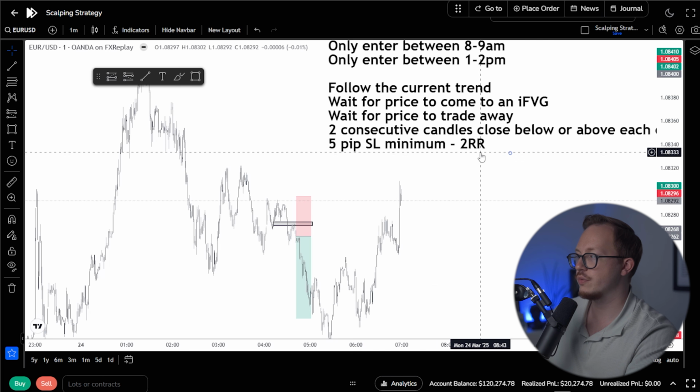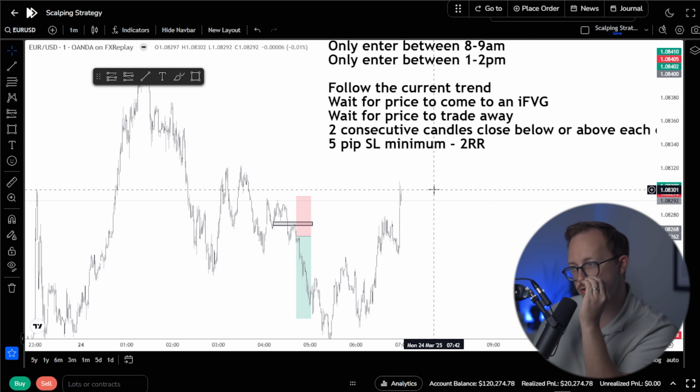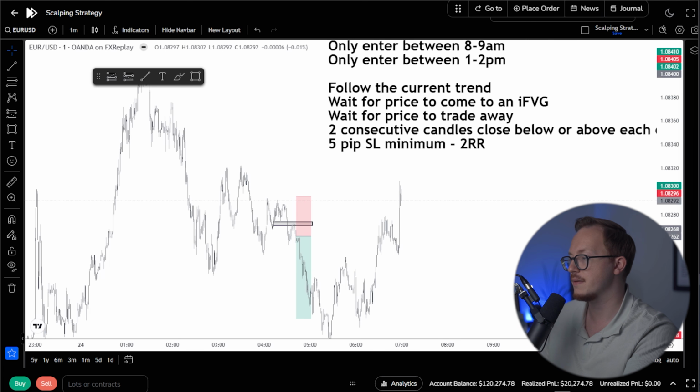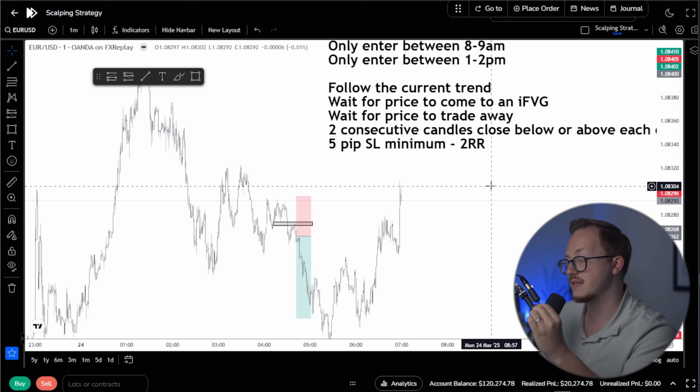We're going to target 2 risk to reward. Again, I'm keeping this super simple in and out of the trades. It's only a 10 pip trade. It is a scalping strategy at the end of the day, but that is what makes it very nice because you're in and out of the trade very quickly.